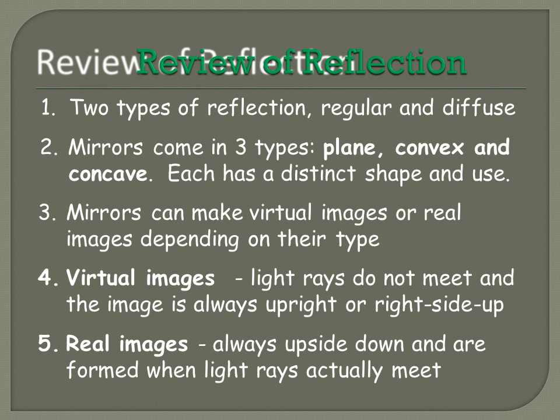Now, there are two types of reflection, regular and diffused, as we already talked. Then we have talked about mirrors also. Mirrors come in how many types? 3 types. Plane mirror, convex mirror and concave mirror. Convex and concave mirrors are mostly called spherical mirrors, and each has a distinct shape and uses.